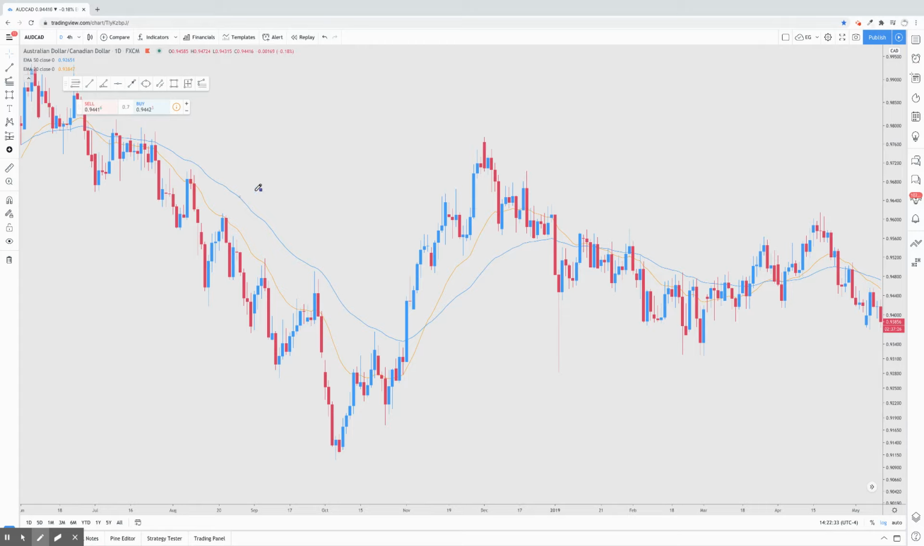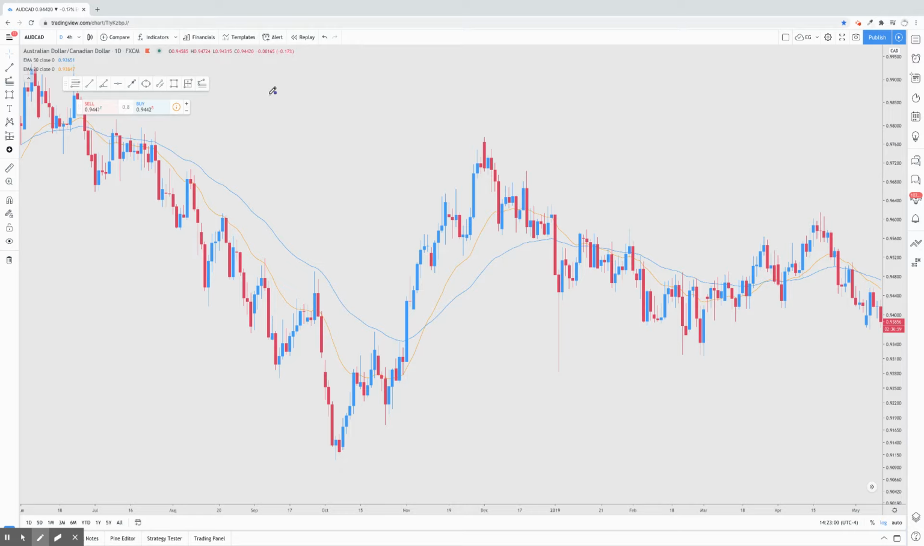And they tend to be a little better, guys, with pairs that trend really strongly. Today we're looking at the Aussie Canadian dollar, which is just a random chart I pulled up, but pairs like USD JPY or the British pound yen are going to work really great with this strategy of drawing support and resistance, okay? Because they tend to trend a bit better.